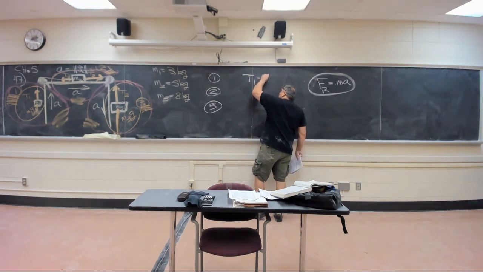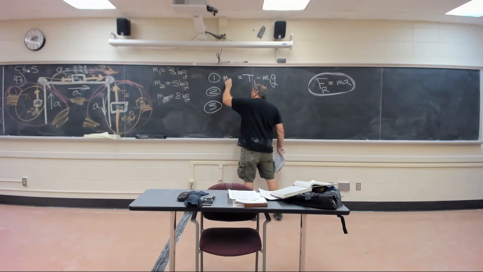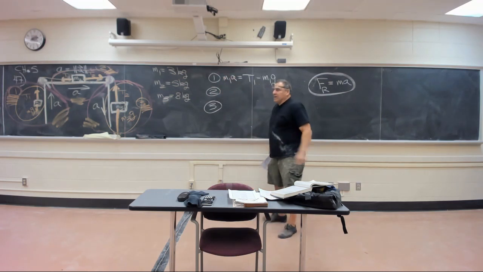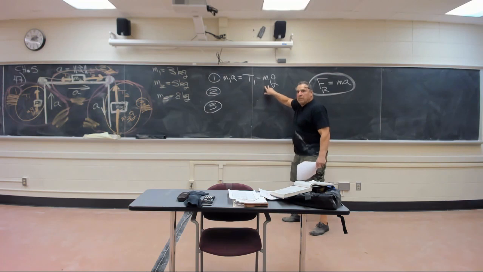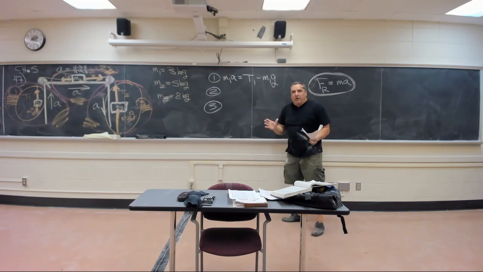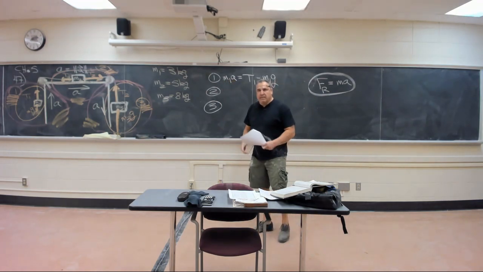T1 is stronger than M1G. Really? Sure. If I do the subtraction, he wins. What happens to M1 if T1 is stronger? M1 gets fired upward. This difference right here is the net force, the resultant force. The resultant force is M1 moving with acceleration A.